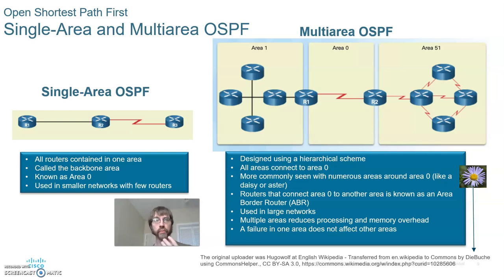Multi-area OSPF is designed to be built hierarchically and really only works well that way. All the other areas connect through area 0. Area 0 is still the backbone, and now it functions as one. It is the conduit, shall we say, between area 1 and area 51 and area 2 and area 10 and so on and so forth.